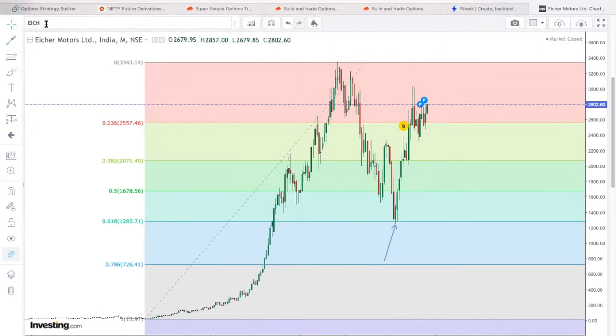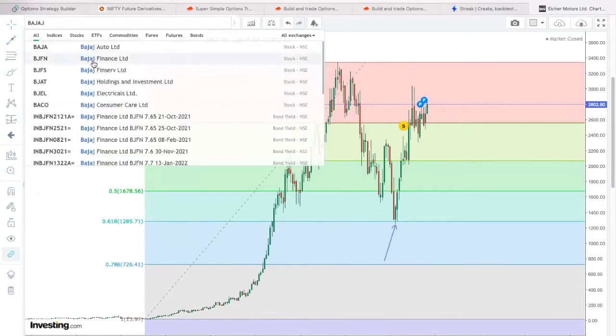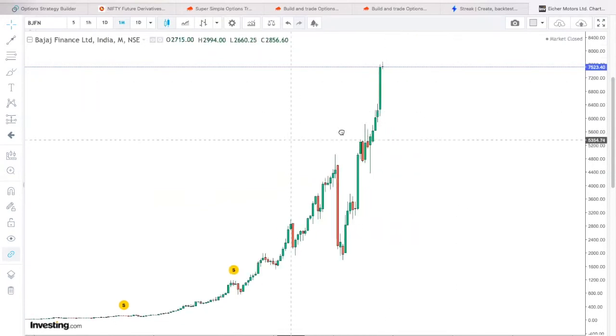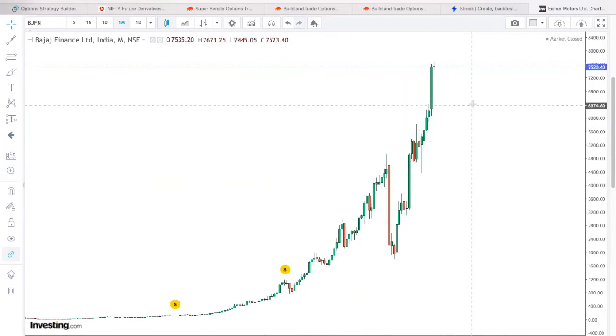So let me check a couple of stocks, then only we'll understand. I take Bajaj Finance. See, Bajaj Finance has already gone up like a rocket speed. It is going. So there is no end for this stock. I think this will hit 10,000 also. We never know. Target is going like a rocket only.